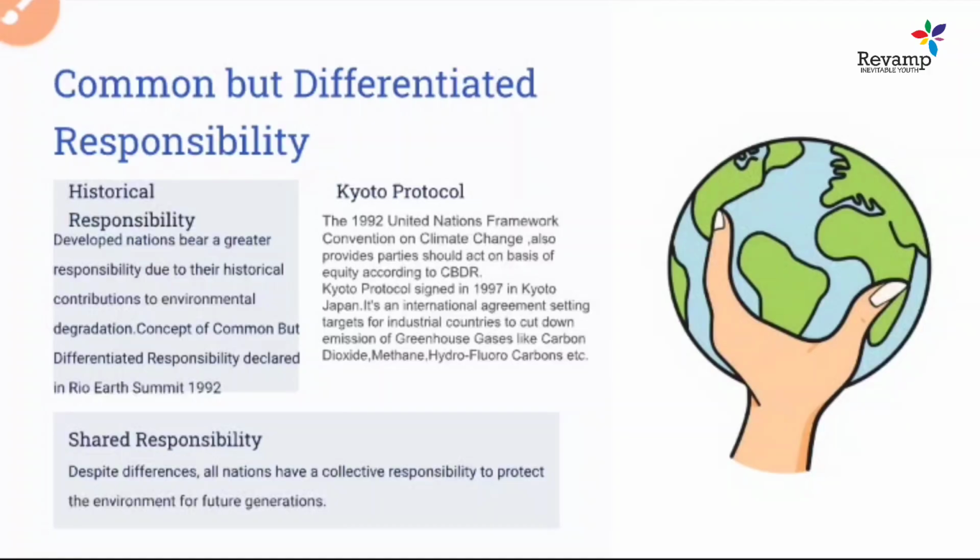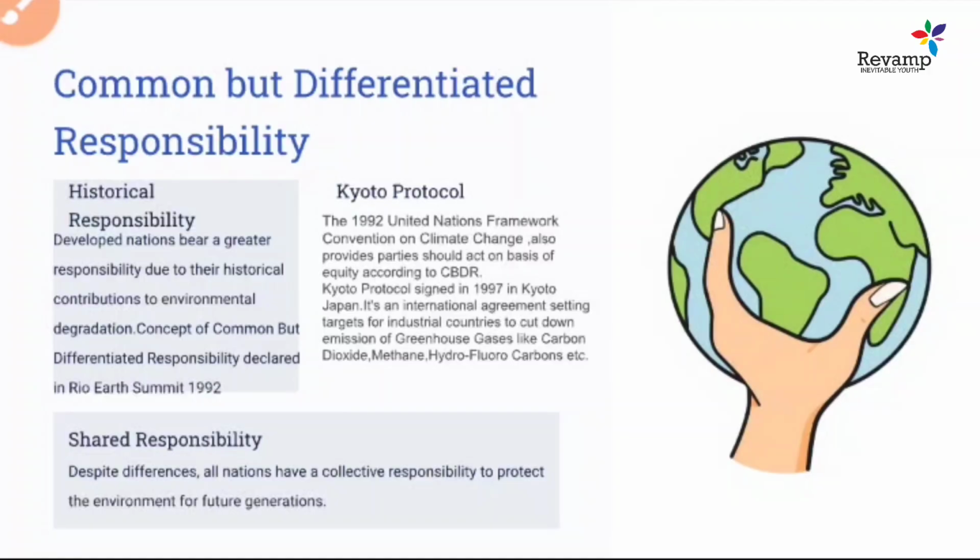So now this thing came that those countries who are the reason for this environmental issue, who are responsible for global warming, need to take more responsibility for this environmental concern. They need to fund for the environmental concern. They need to limit their industrial production, or go for environmentally friendly methods of production. So that's what the common but differentiated responsibility talks about.